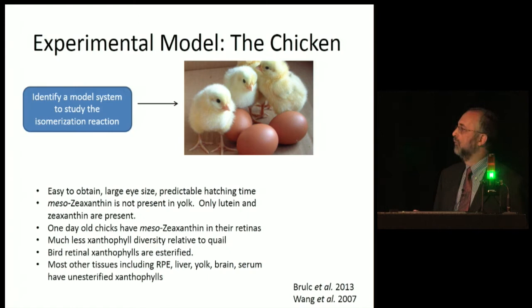One thing to remember, though, is birds are not humans. Their carotenoids are esterified in the retina, and so it's in the oil droplets. So it is a little bit different system. But other tissues, including the retinal pigment epithelium, the liver, the yolk, the brain, and the serum, have unesterified xanthophylls. Fred Katchick and I had already proven that before.